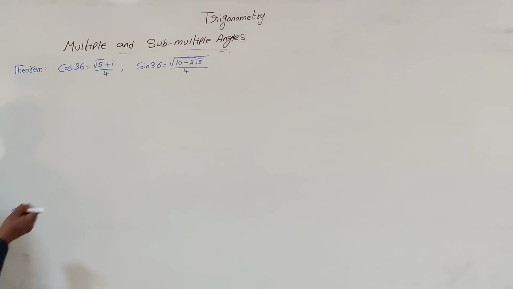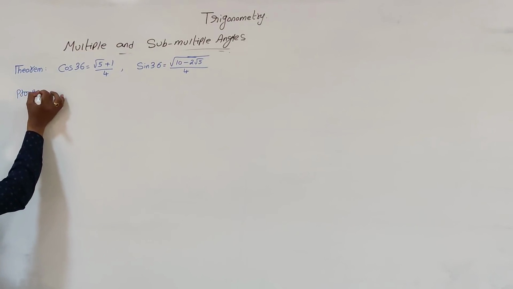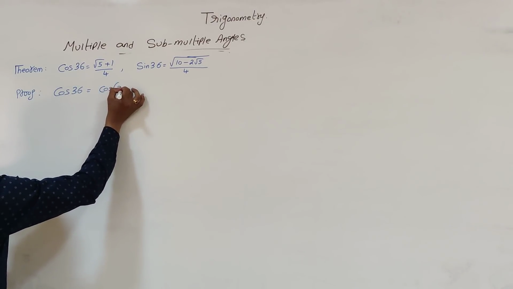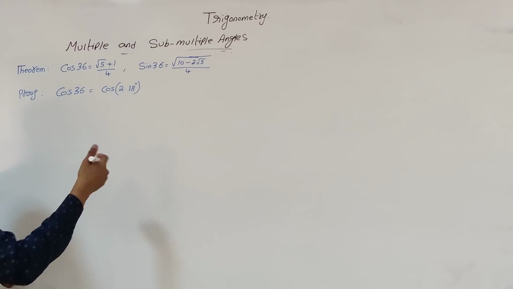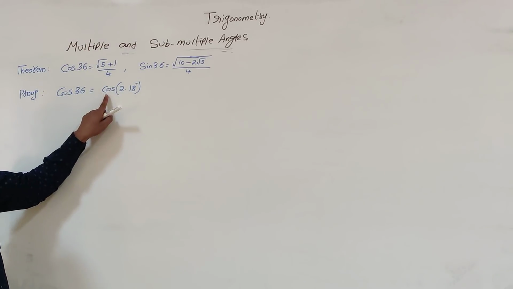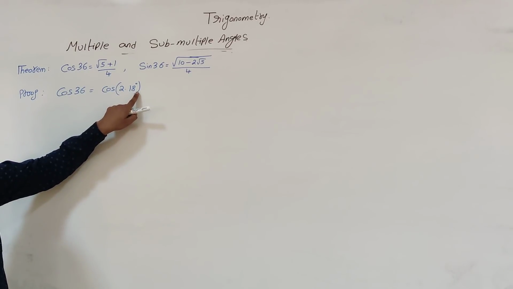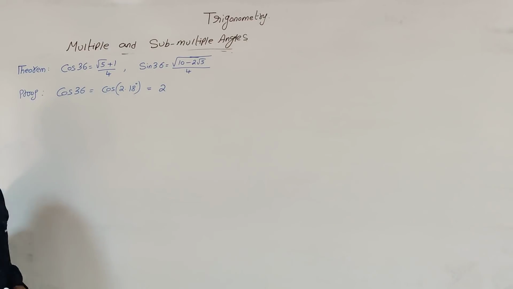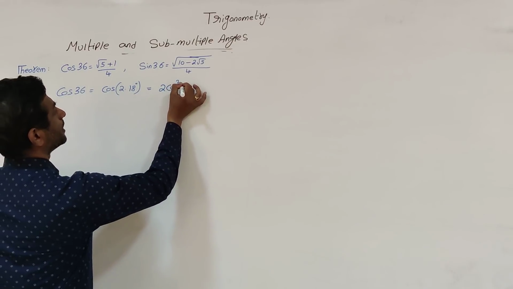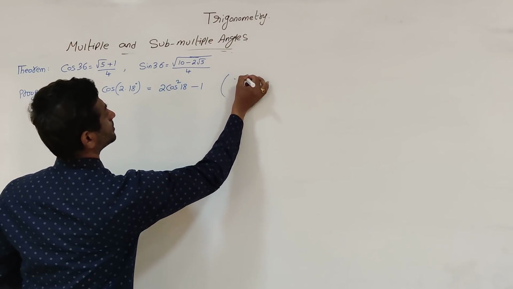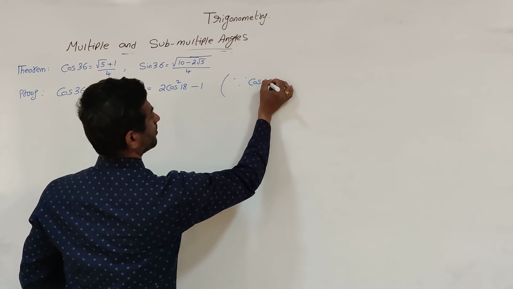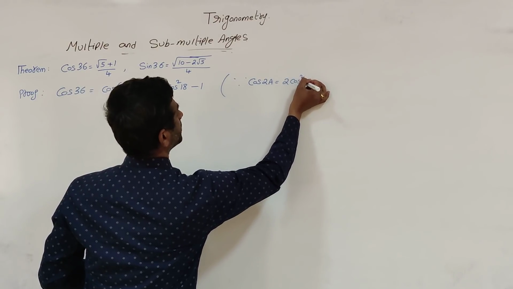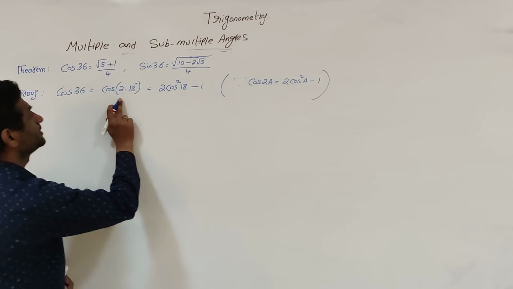Now, cos 36. Proof: cos 36 we can write as cos of 2 into 18 degrees, which means it is a double of 18 degrees. Now it looks like cos 2A. What is cos 2A? That can be written as 2 cos square A minus 1, means 2 cos square 18 minus 1. Since from the double angle trigonometric ratios, cos 2A is 2 cos square A minus 1. What is A? A is 18 degrees.